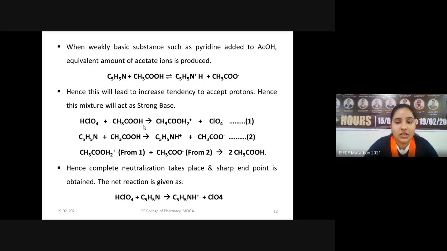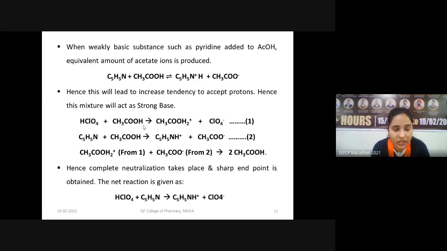Now, what are the various reactions which will take place here? First of all, the perchloric acid, which we are using as a titrant here, is going to protonate the acetic acid. Acetic acid is the solvent which we are using here. Acetic acid is acting as a solvent here also, because acetic acid is a weak acid as compared to perchloric acid. So the perchloric acid is going to release H positive ions. The H positive ions will protonate the acetic acid, and there is formation of onium ion. So this is the equation number 1.